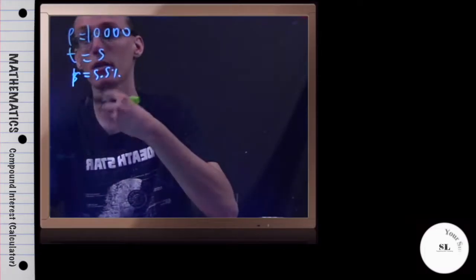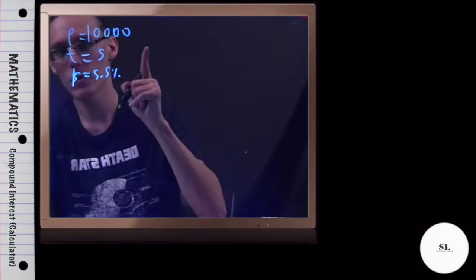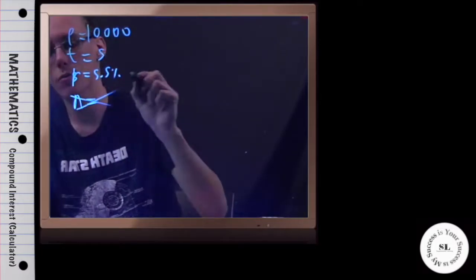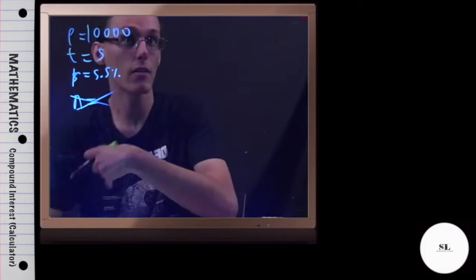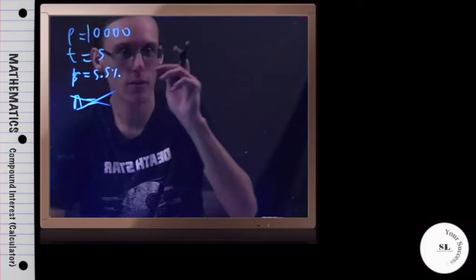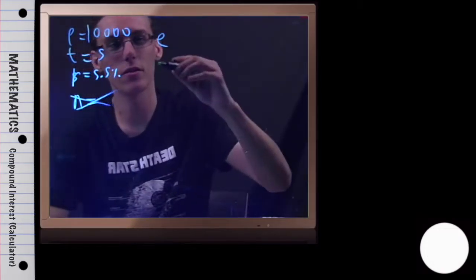And it's compounded continuously. So what that means when it says compounded continuously, it means that n doesn't equal anything. In other words, it's not applicable. You're not doing a certain number of compounds. You're doing an infinite number of compounds. So how can you do that? Well, there's this weird little number called e, and the formula is going to look like this.